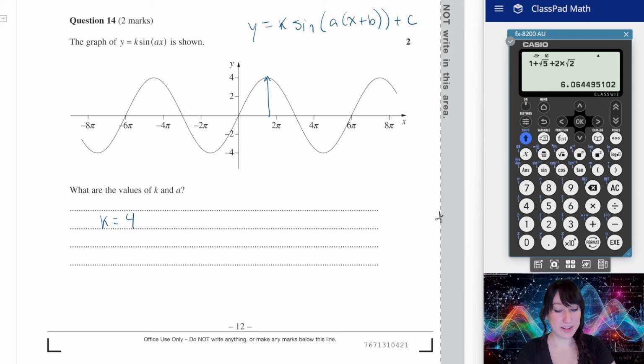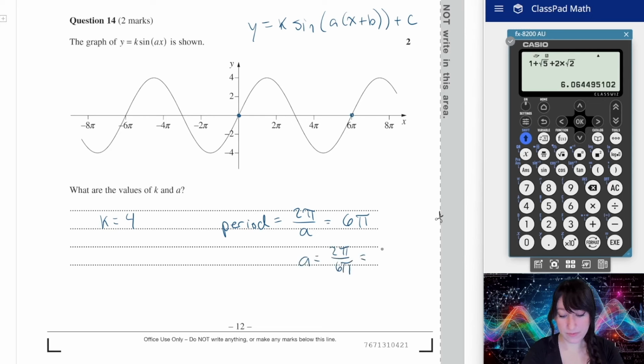a is horizontal dilation. In the context of sine and cosine, it's also related to the period of the graph. In fact, the period of the graph is the usual period of sine or cosine or tangent, which in this case for sine is 2 pi, divided by the coefficient of x, which is a. Now let's identify the period of this graph. Normally, I might look at how long it takes to repeat. So for example, from here to here, which appears to be 6 pi. So the period of this graph is 6 pi. We can solve for a. So a is 1/3.